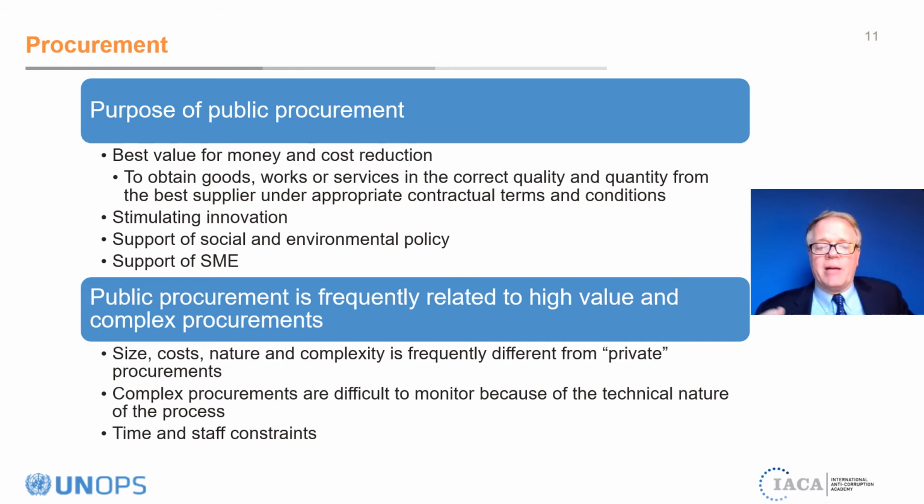There are going to be time and staff constraints that make it more difficult to monitor, more difficult to ensure that corruption isn't occurring. So with more complex procurements, we're likely to see an increased risk of corruption, which is one of the reasons why an effective anti-corruption system is so important.